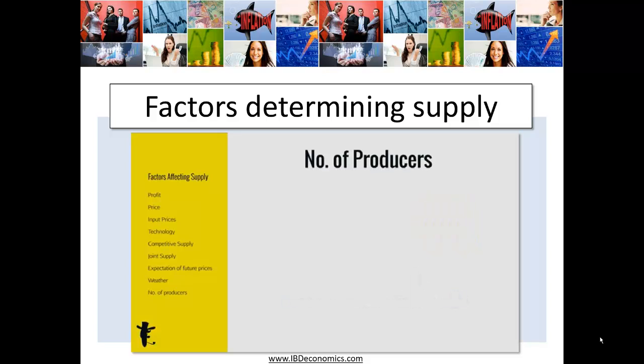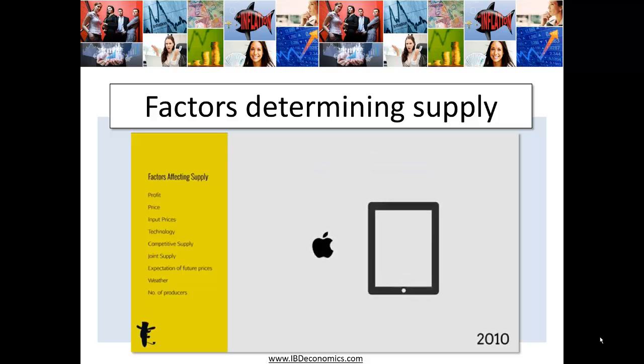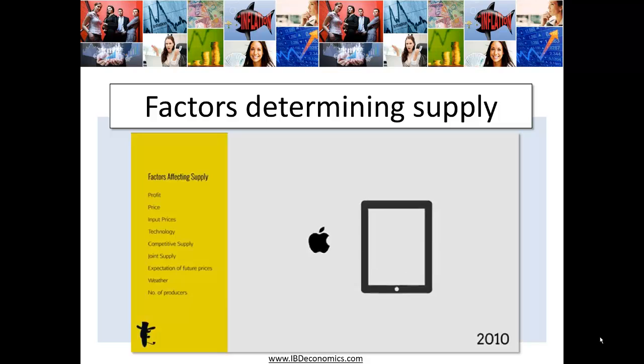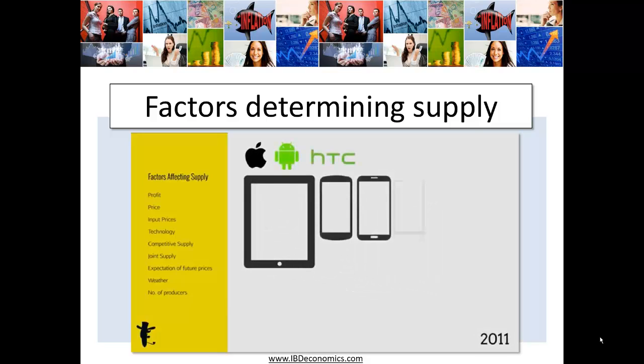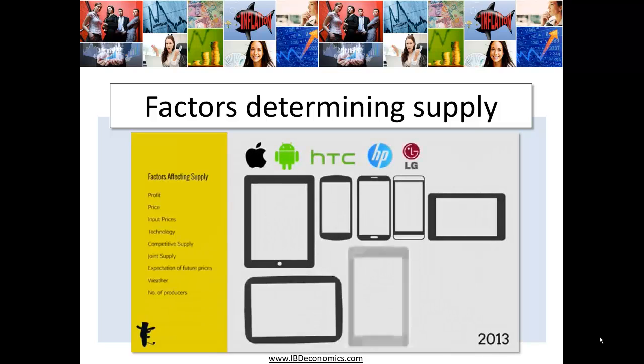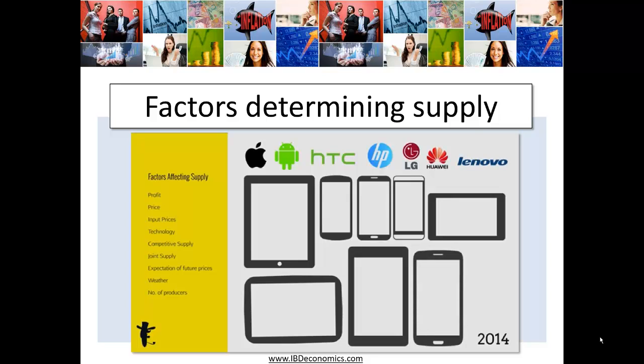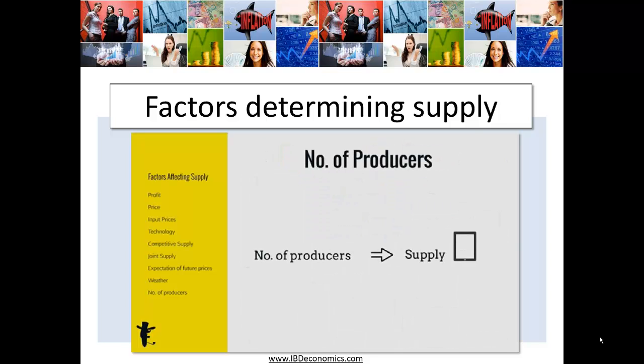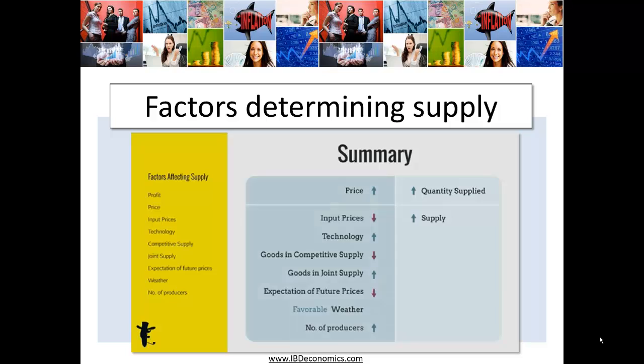Number of producers. In 2010, if you wanted a tablet, you had to get an iPad. As more manufacturers entered the tablet market, you have many choices today. When the number of producers increases, supply increases, and vice versa. So this is the summary.